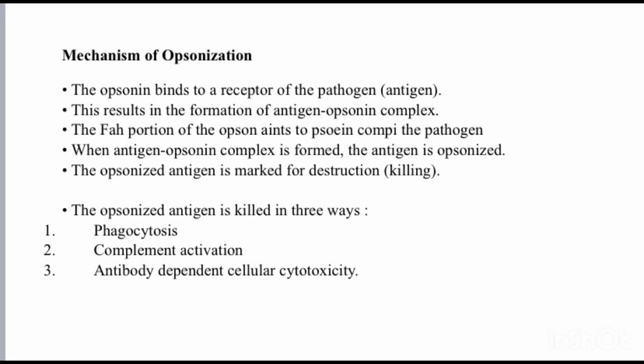The mechanism of opsonization. The opsonin binds to the receptor of the pathogen. This results in the formation of antigen-opsonin complex. The Fab portion of the opsonin binds with the pathogen. When antigen-opsonin complex is formed, the antigen is opsonized. The opsonized antigen is marked for destruction. The opsonized antigen is killed in 3 ways: phagocytosis, complement activation, and antibody dependent cellular cytotoxicity.